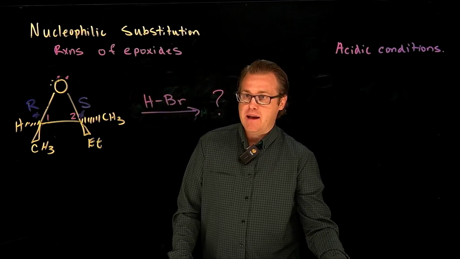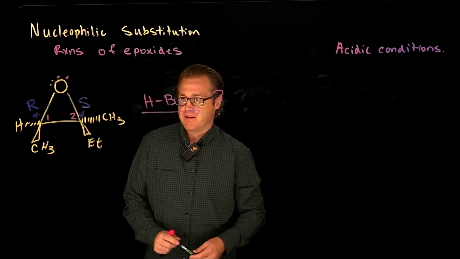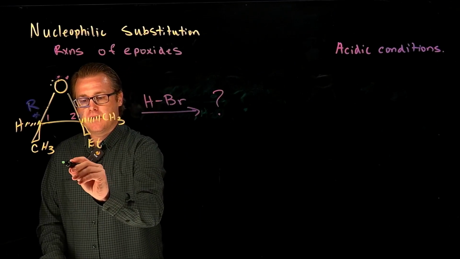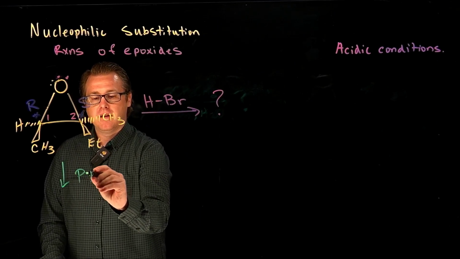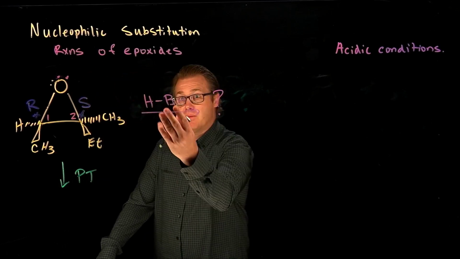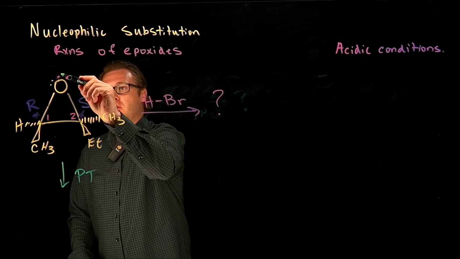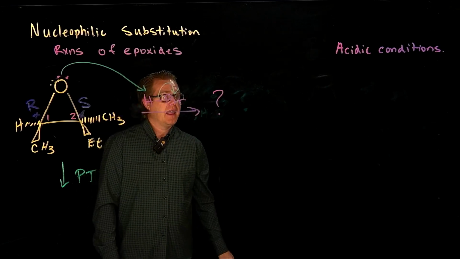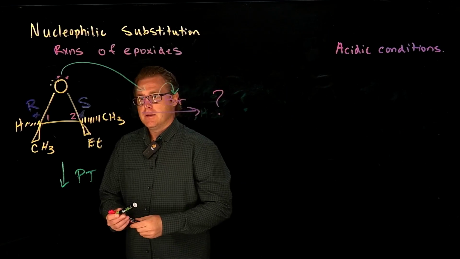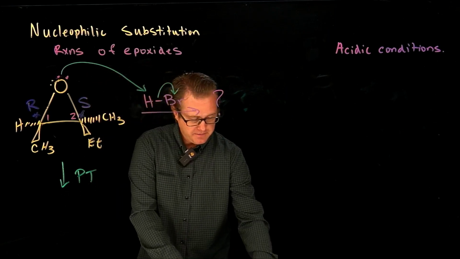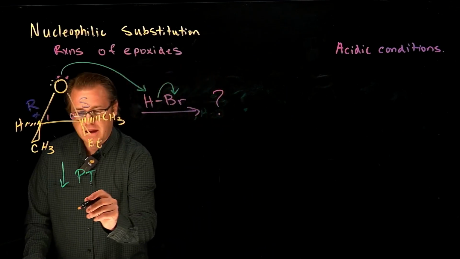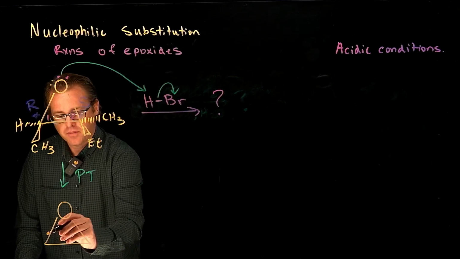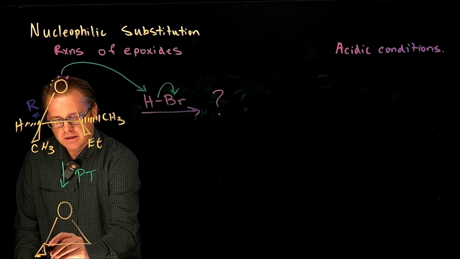But we have to look at the mechanism. Let's use the mechanism to help figure this out. So under acidic conditions, what is the first step going to be? It's going to be a proton transfer because we have an acid. And so the lone pair here is going to come and protonate that epoxide. So if we protonate that epoxide, what do we have? We have an oxygen like so. And we still have our methyl.